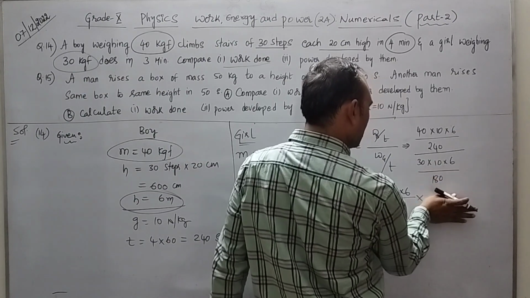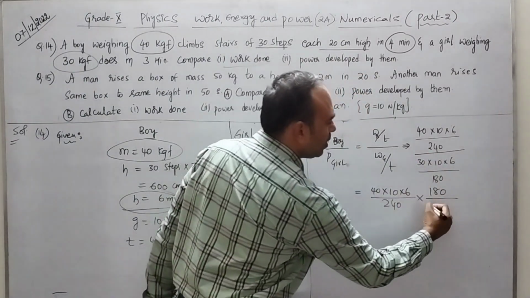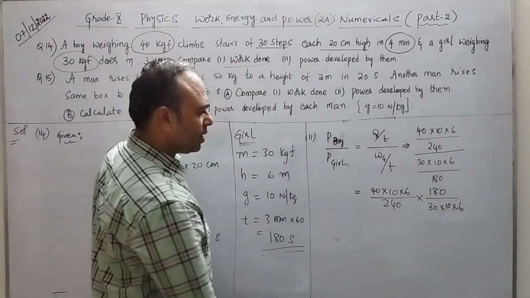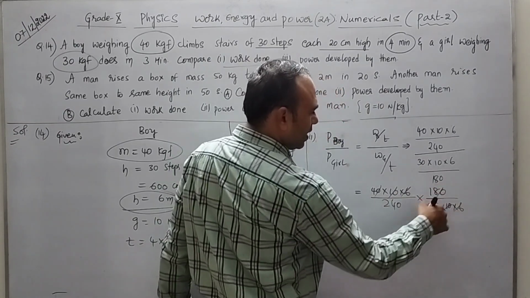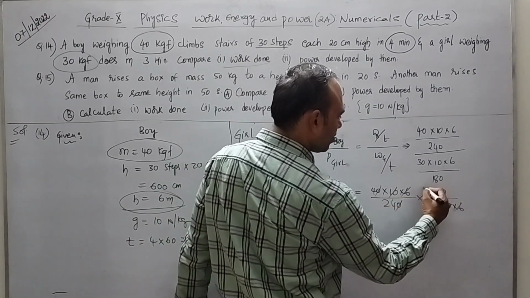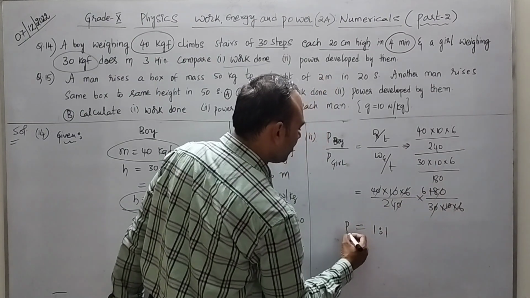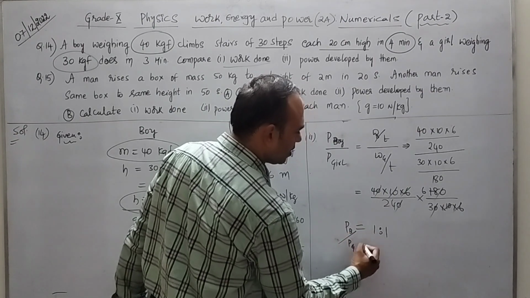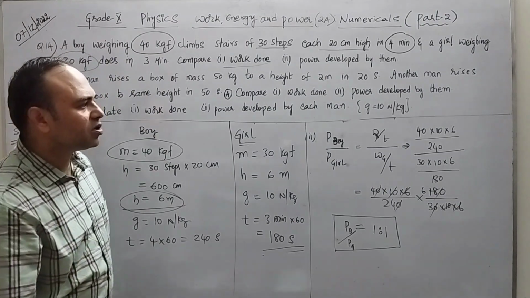Next we get 40 into 10 into 6 by 240, into 180 by 30 into 10 into 6. The denominator becomes the numerator, so 180, and the numerator becomes the denominator. Now cancel this. So here we get 3, 6, 4, nothing but 1:1. So the power of boy to the power of girl is calculated as 1:1. Hope you have understood this.